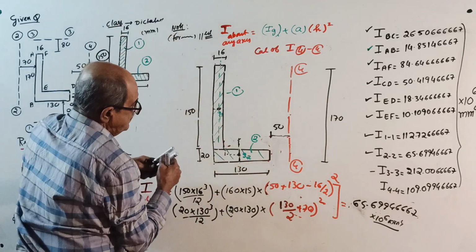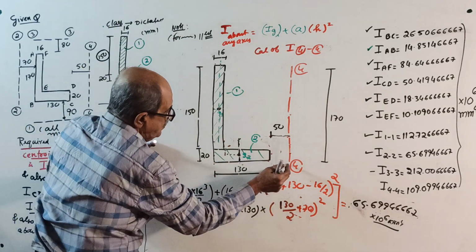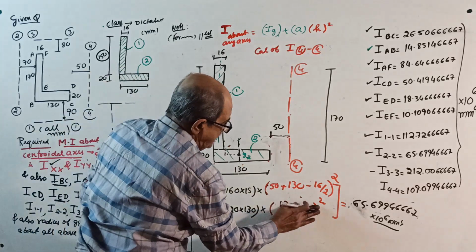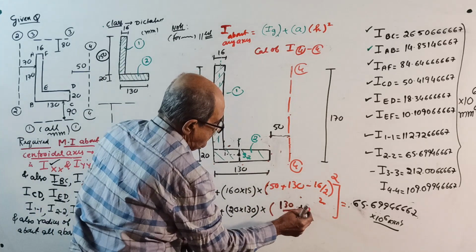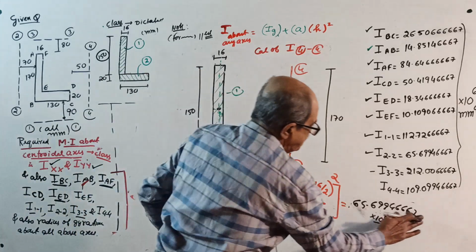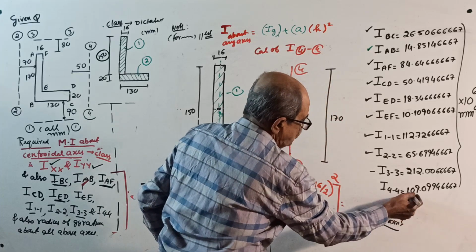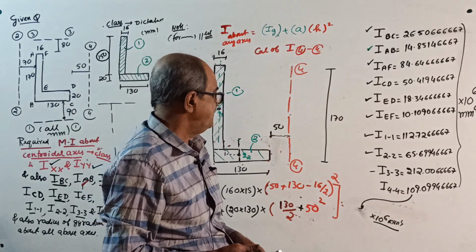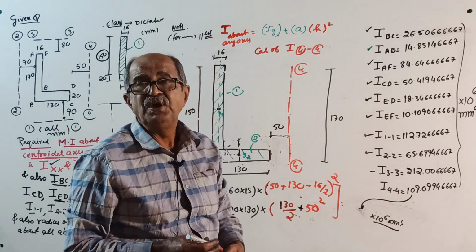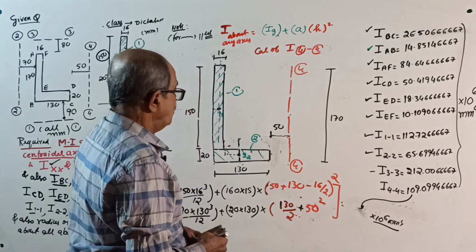Area into, see, this distance square is 130 by 2 plus 50 plus 50 square. It will come. Its answer is here. This only will come right here: 109.09946667 × 10^6 millimeter power 4. So this is over.